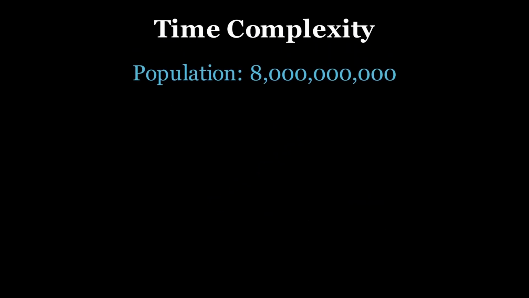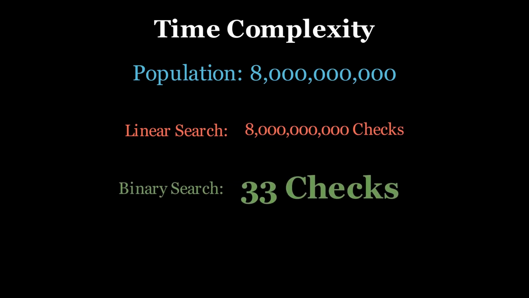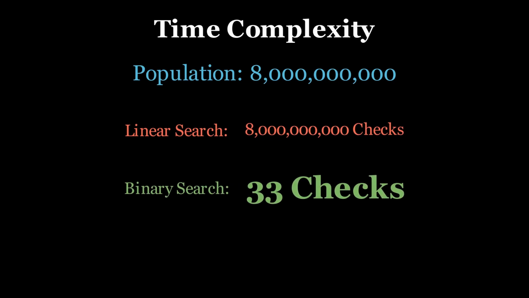Imagine we searched for one specific person among all 8 billion people on Earth. Linear search would take 8 billion checks. That could take decades. Binary search? It would find them in just 33 checks. That is the incredible power of divide and conquer.